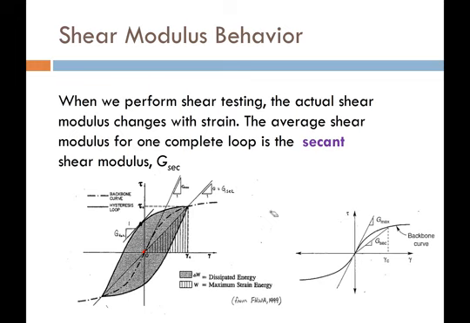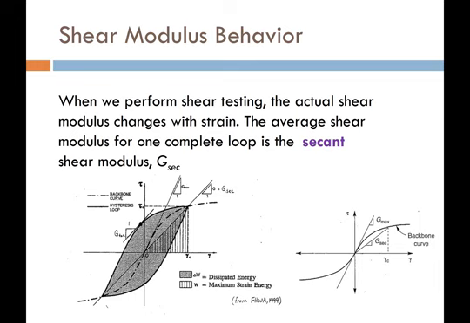So the secant modulus essentially follows the backbone curve that we defined before. Or maybe I should say the backbone curve defines the secant modulus. And the secant modulus represents the average shear modulus of the soil as a function of cyclic strain.